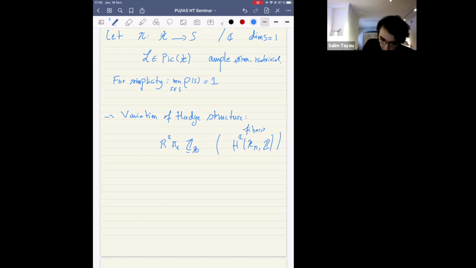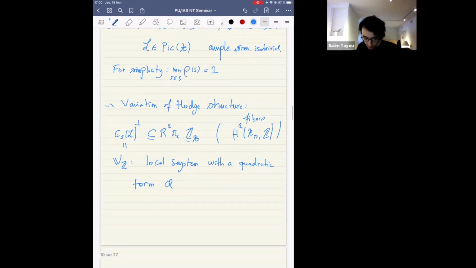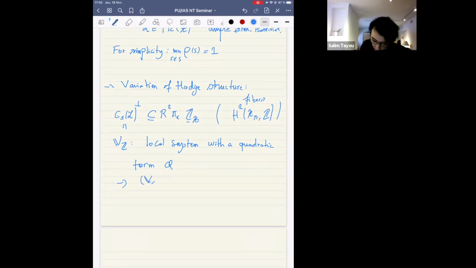And actually, I will consider a sub-local system of this one, as we know that the first Chern class of L gives a Hodge class everywhere in the members of the family. So we consider its orthogonal with respect to the Poincaré form inside this local system, and we denote this one as V_Z. So this is a local system with a quadratic form Q. Actually, this quadratic form Q, the fiber at every point will be isomorphic to some lattice, say L_Q, which has signature (2,19).